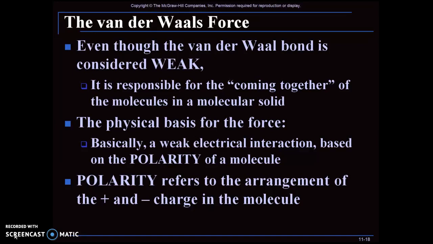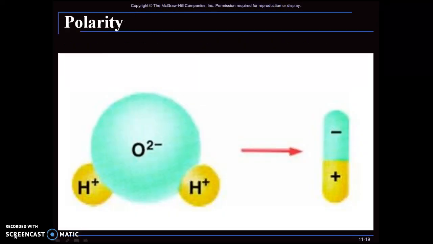When we say polarity, it means the arrangement of positive and negative charges in the molecule. We all know that any material is made up of positive and negative charges, usually arranged in pairs. But if you separate them as positive and negative, then we call it polarized, or polarity. It means positive is completely separated from negative. You can see this one right here.